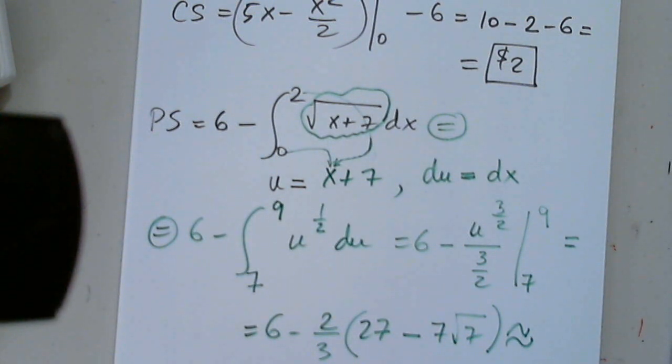I want you to see how I do this. The other ones were all just too simple. So 6 minus, 6 minus, please don't forget parentheses, for 2/3. Okay, and then we have 27 and minus 7 times the square root of 7.